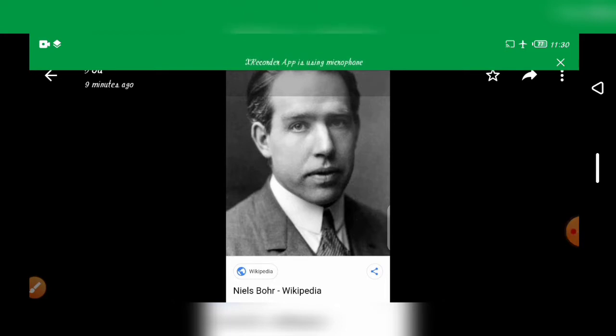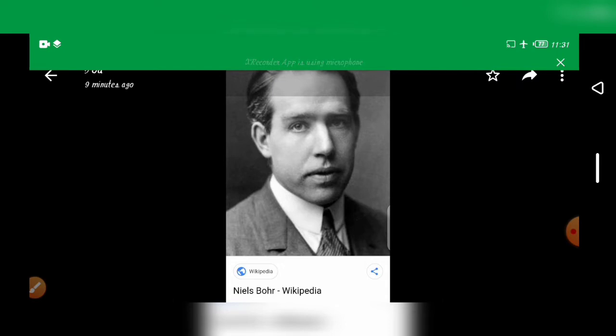Before that, we know that Niels Bohr was born on October 7, 1885 in Denmark. He was also an outstanding soccer player. He worked with Rutherford at the University of Manchester. Bohr's theory became the basis of modern physics, known as quantum mechanics. Bohr received a Nobel Prize for Physics in 1922.